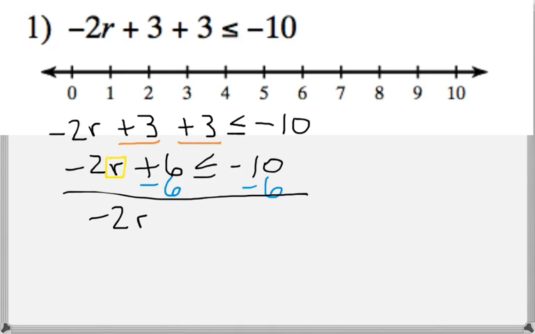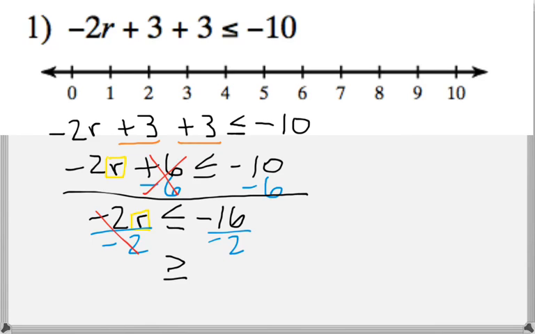That gives us a negative 2r. 6 minus 6 gives us 0 and cancels out, and negative 10 minus 6 gives us negative 16. We are still trying to solve for r, so we need to divide both sides by negative 2. When you divide an inequality by a negative number, you're going to change the direction of your inequality. Negative 2 divided by negative 2 cancels, leaving us with just r, and negative 16 divided by negative 2 gives us an 8. So we now have r is greater than or equal to 8.